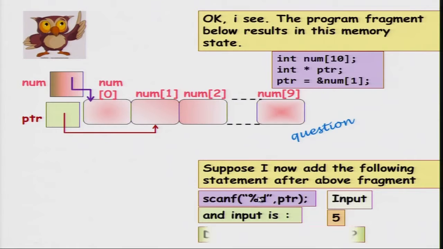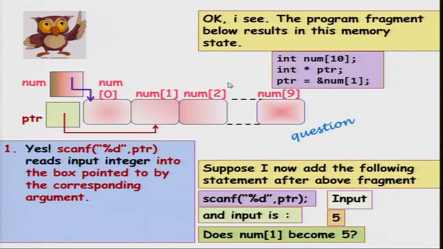Suppose the input is 5, does num1 become 5? So, scanf %d ptr really does work like scanf %d and num1. So, it reads the value input by the user and it looks up ptr. So, it is an address. So, it goes to that address and stores it there.